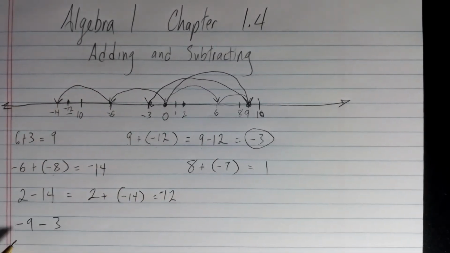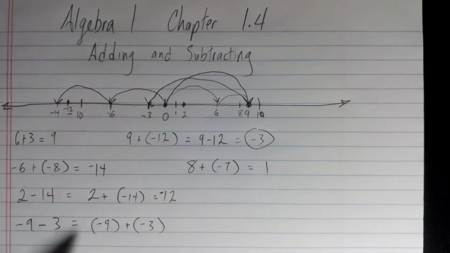And here again we have a problem where I see a negative 9 minus a 3. And like I said before, it's nice to have that plus sign in there because I can use my number line technique. So here, this is actually a negative 3, so I'm going to rewrite this. And here I even put parentheses to clarify that this is a negative 9 plus a negative 3.